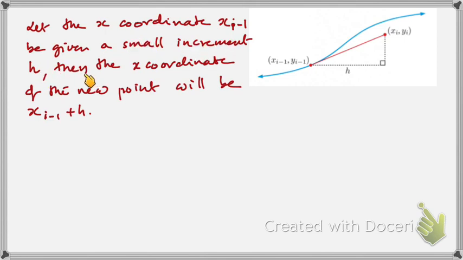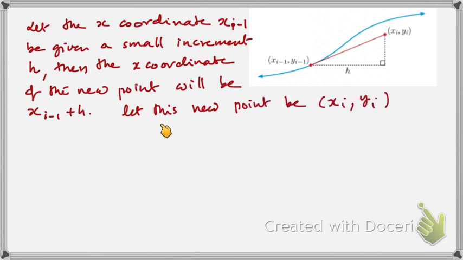Then the x coordinate of the new point will be x_{i-1} + h, because it moves by h units to the right side. So that's the new x coordinate. I'm going to call it x_i, because it is the very next point after x_{i-1}, and let the corresponding y value be y_i.